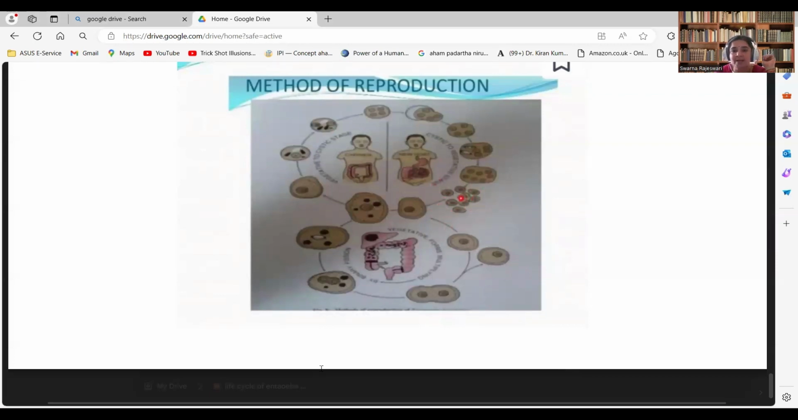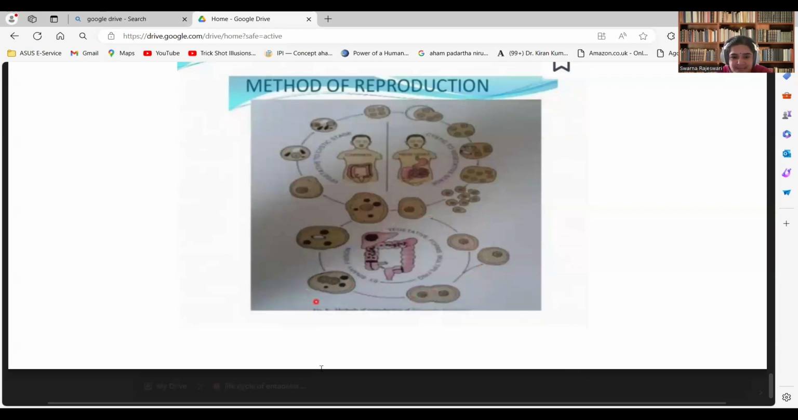So each amoebula is developing into one trophozoite form. Now we know that this trophozoite feeds again in the large intestine. It grows in size, enlarges, and starts dividing by binary fission and forms the precystic forms. Here, it is forming the precystic form. And now this trophozoite is entering into the precystic form.